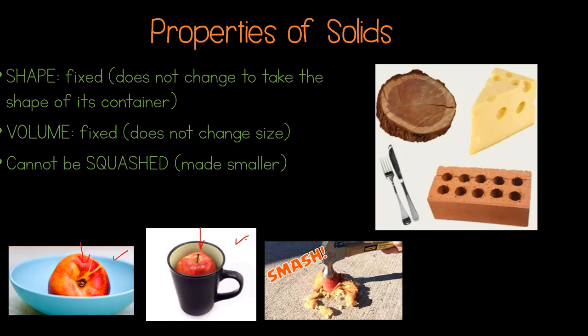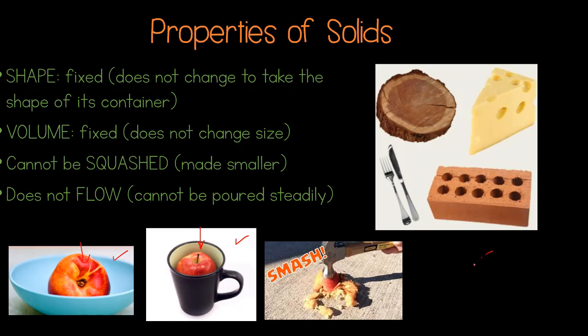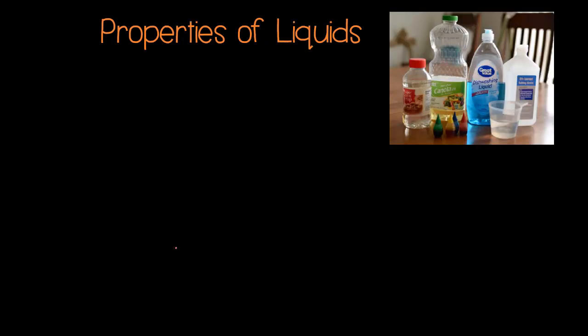The final property of solids is that they do not flow. The word flow means that when a substance is poured, it makes a steady and continuous stream of particles, like this. Think of water being poured into a cup, how it seems to make a line of water while it's pouring. Solids don't do this. If I pour this apple from the cup into the bowl, the entire apple is just going to kind of clunk down in one movement. Solids don't flow.